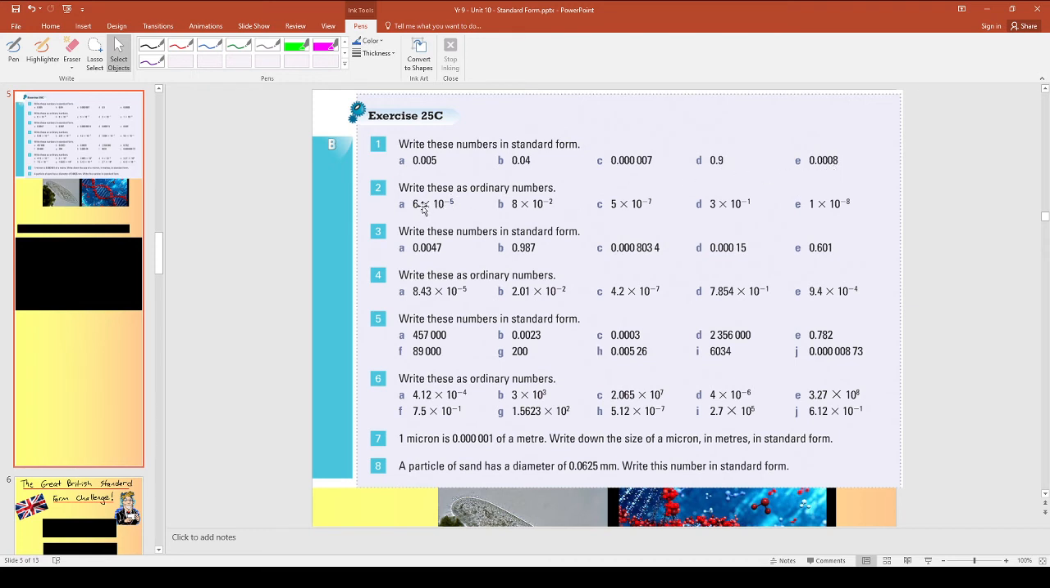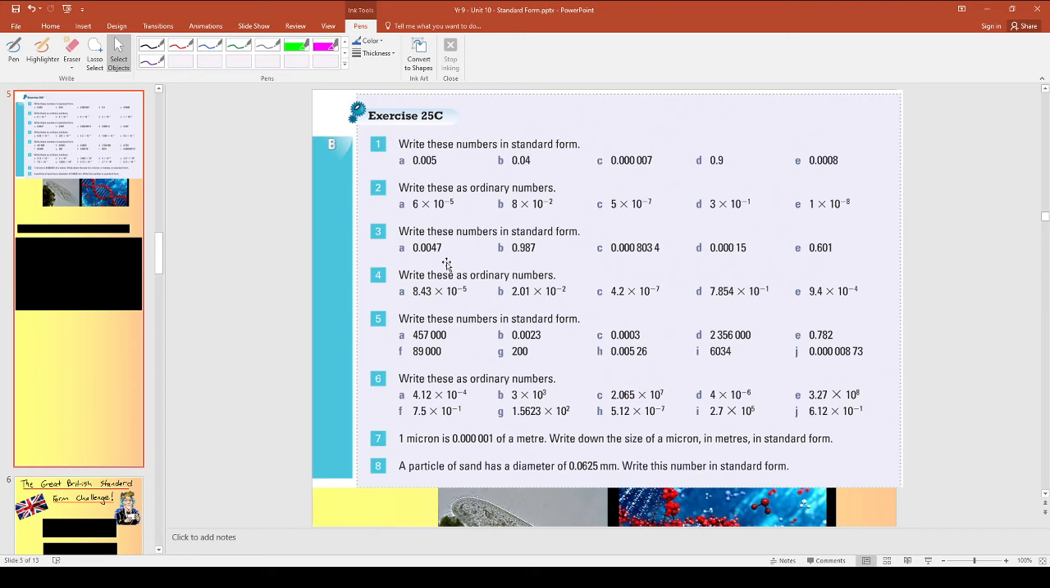This one here, you should have 0.4 zeros and then a 6. This one here you should have 0.08. This one here you should have 0.6 zeros, then the 5. Then this one should be 0.3. This one should be 0.7 zeros and then a 1.